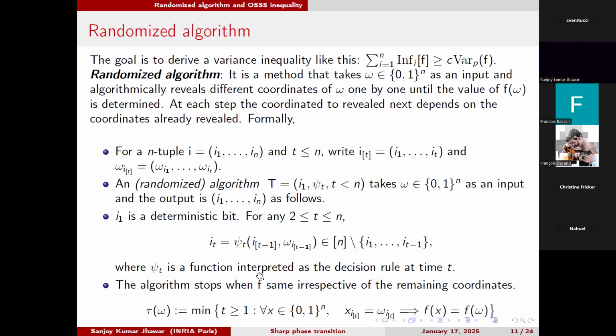And you stop when your function no longer changes. It can be 0, it can be 1. I mean the Boolean function. So this is the stopping time. It will be more clear when we go back to our original model, that is the bond percolation model.